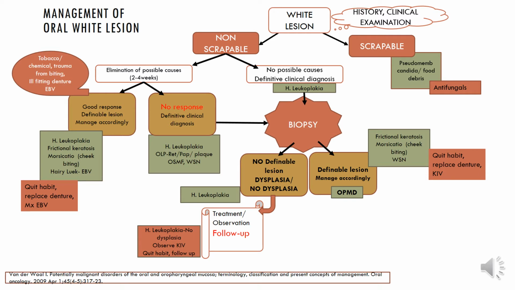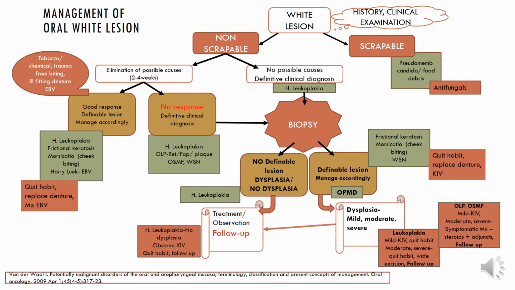Whereas if you're looking at leukoplakia and the patient is having dysplasia or no dysplasia, after you've determined that, it's important to perform treatment, keep the patient under observation, and most importantly, follow up. On the other hand, if you're looking at an OPMD, then you could have various possible treatment aspects. If it's a leukoplakia and it is dysplastic, it's important to look at the grade of dysplasia. Is it mild, moderate or severe? If it's a mild dysplasia, then you're looking at keeping it in view and trying to eliminate the habit. If it's moderate or severe, it's important to eliminate the habit as well as do a wide excision and keep the patient under a long-term follow-up.